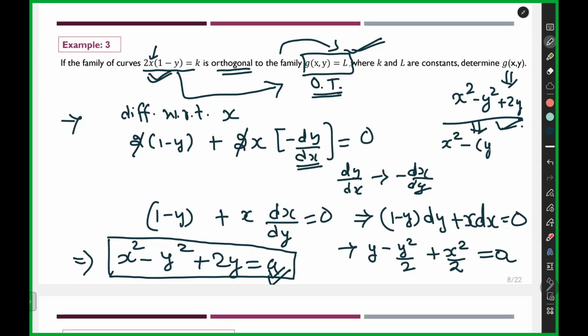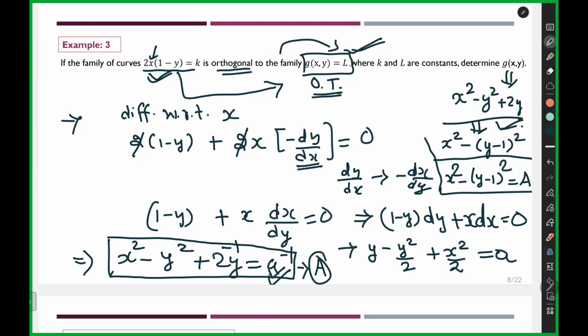like y minus 1 whole square. If you remove something minus 1, it can be treated as new constant, right? So further, if some options are there like x square minus y minus 1 whole square is equal to a, if it is given in the options, then it is also the correct one.